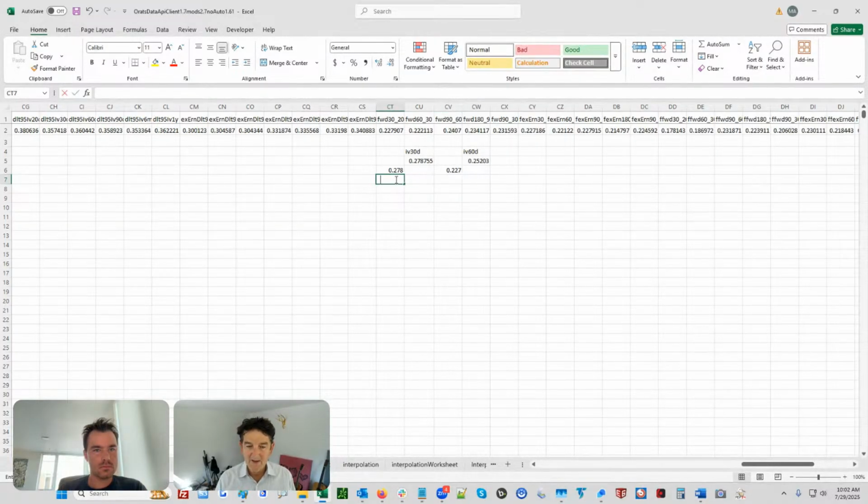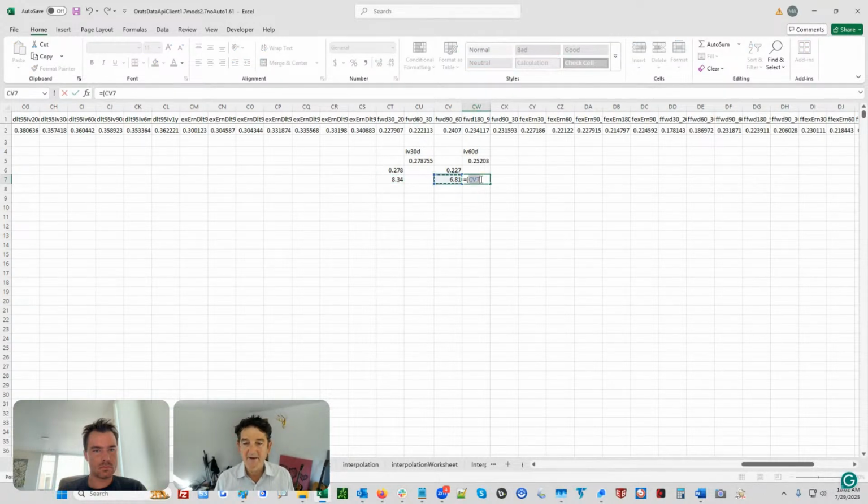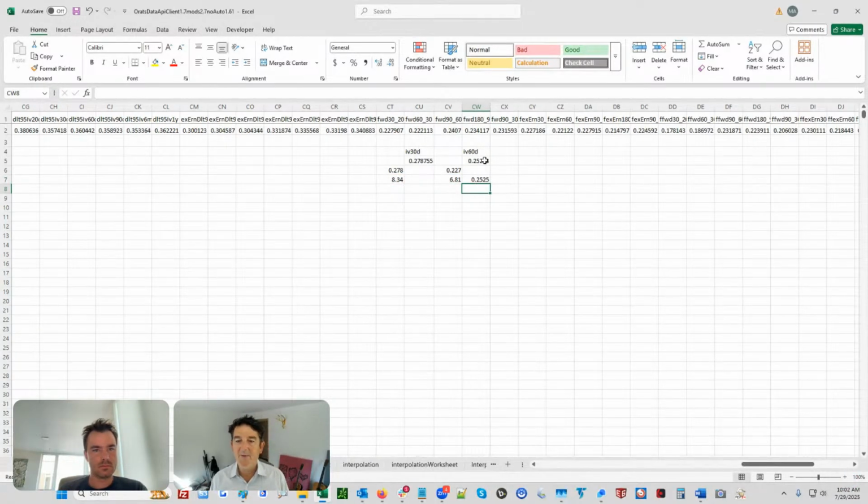I guess we could do this weighted average, right? So we could do equals this times 30, and same thing for this. Add those two together and divide by 60 and see what that comes up with, just for a reasonableness check. And that is 25.25. So very close. Do you see what I did there?